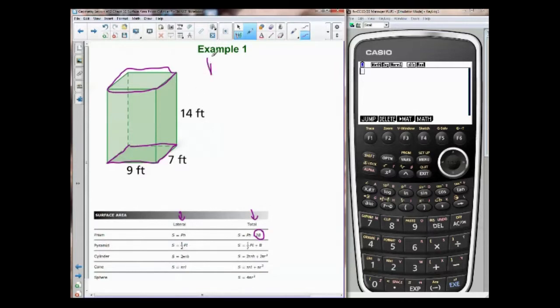So I always write my formula down. Perimeter times height plus 2 times the base. And the reason it's 2 times the base is because we have 2 bases. Find the area of the base and multiply by 2. Perimeter is the perimeter of your base. So we have the perimeter right here. This right here is the height of your prism. And we just plug it in.